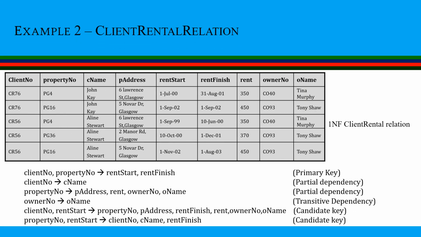Now let's consider our client rental relation. We already converted the client rental relation into first normal form. Now this table has only atomic values, right? So this is already in the first normal form. Now we want to check whether it is in the second normal form also. For that, first let us list out all the FDs associated with this table. We have 6 FDs associated with this table. Among these FDs, FD2 and FD3 have partial dependency. For the relation to be in second normal form, we have to remove the partial dependency if there is any, right?